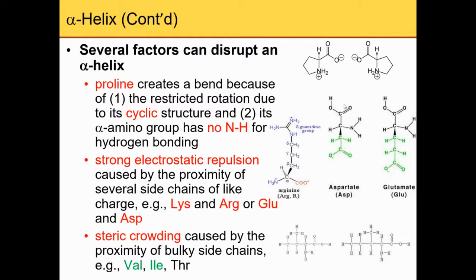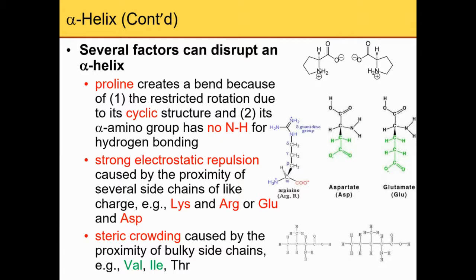Several factors can disrupt an alpha helix. For example, proline creates a bend because of restricted rotation due to its cyclic structure, and second, its alpha amino group has no NH for hydrogen bonding. Remember proline doesn't have a primary amine. It forms this ring, a secondary amine. So that's why it will disrupt the alpha helix.